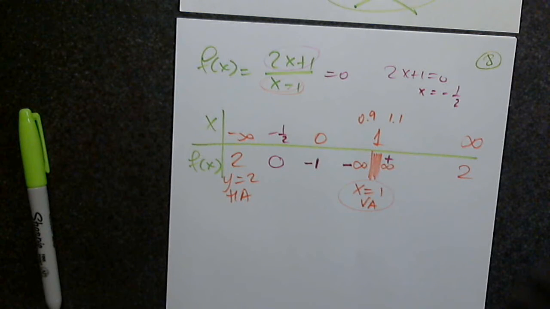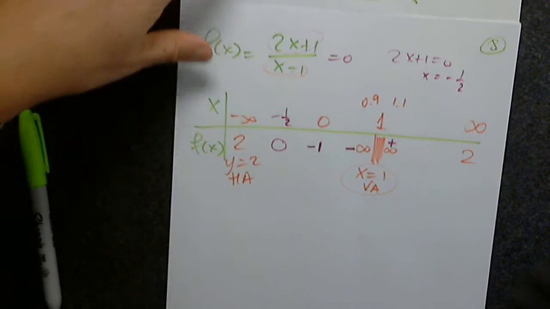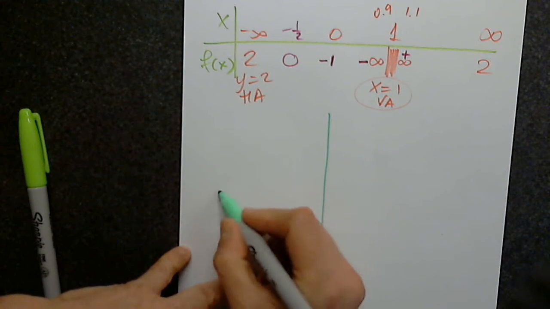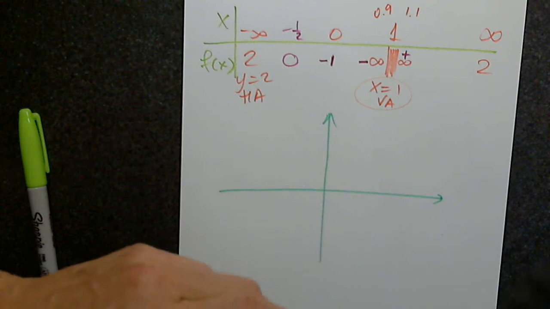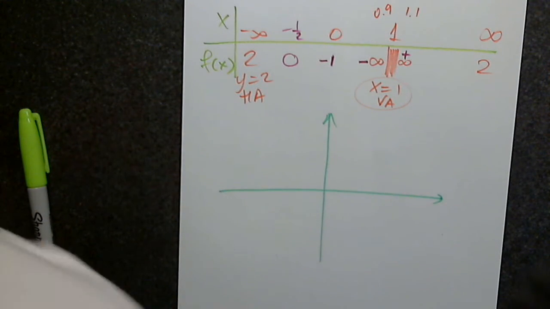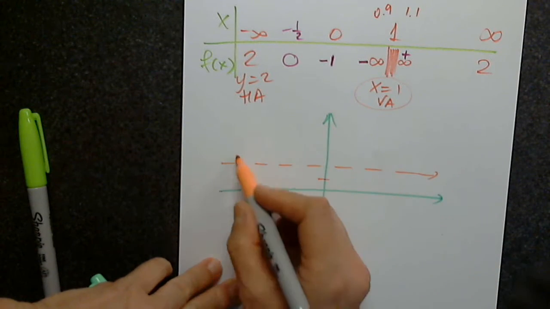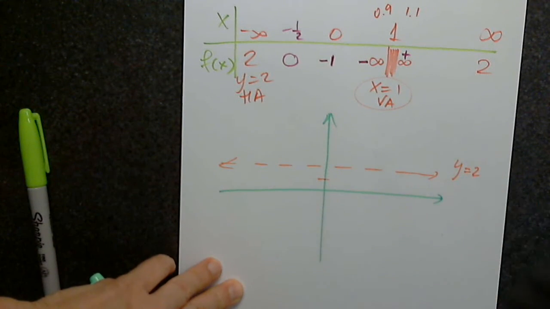We're done. And then we'll go and fill in what they wanted, but I just wanted to graph it with you first. When we graph functions with asymptotes, what do we have to graph first? Here's one. And here's the other.